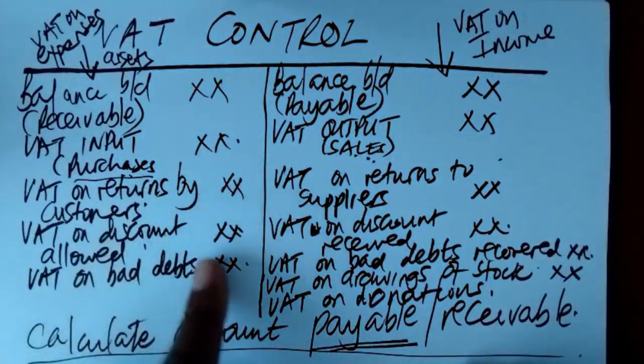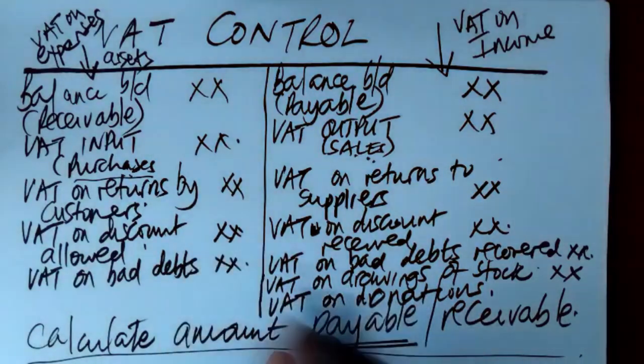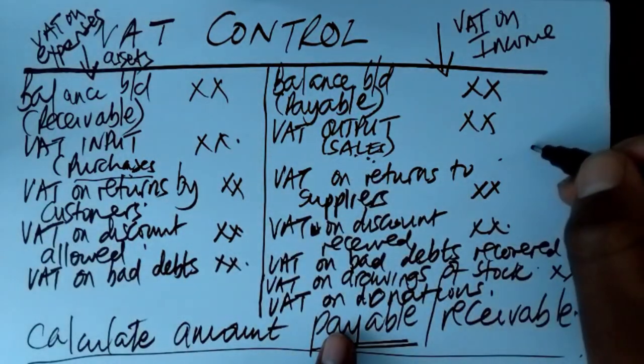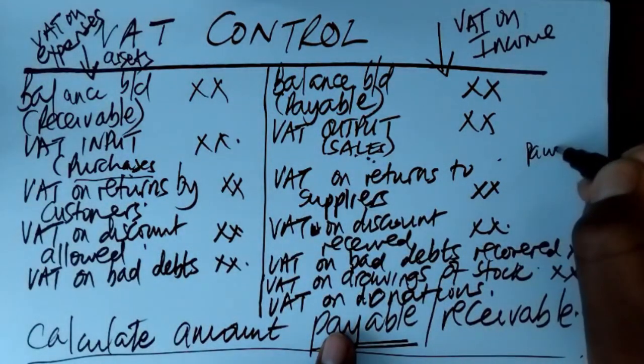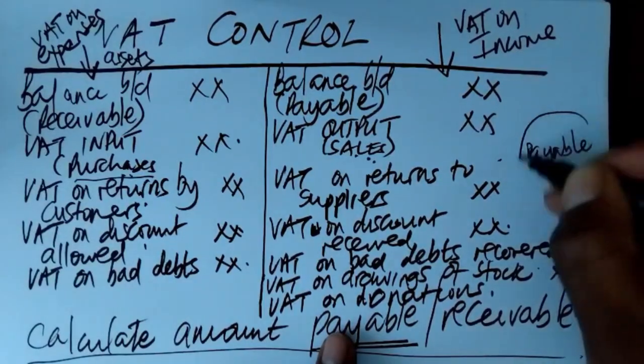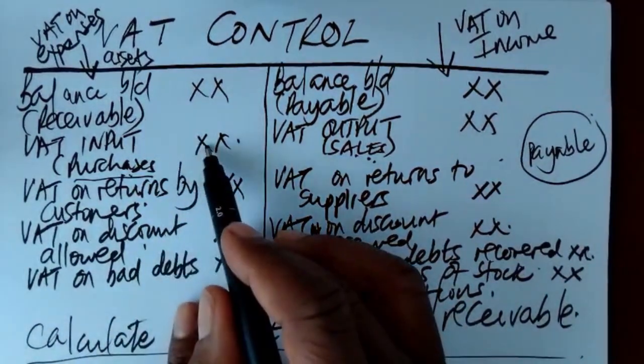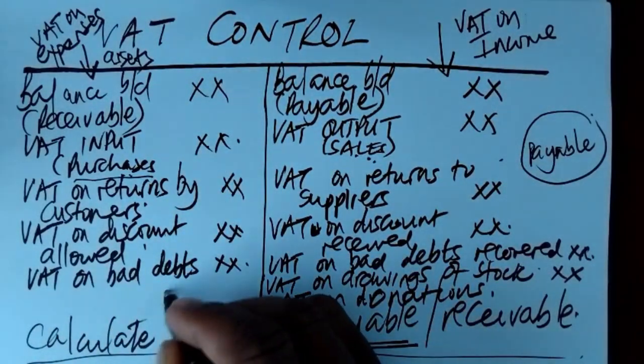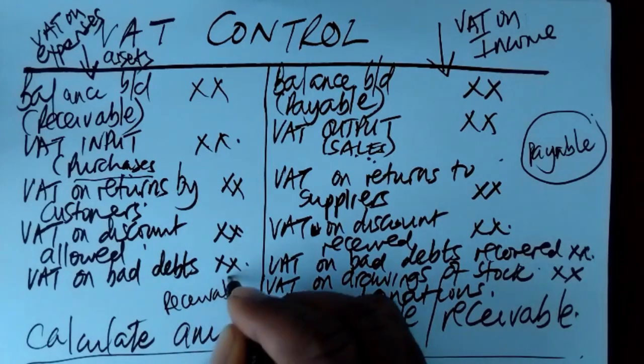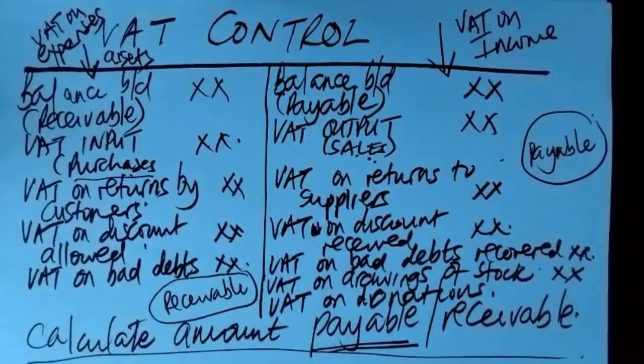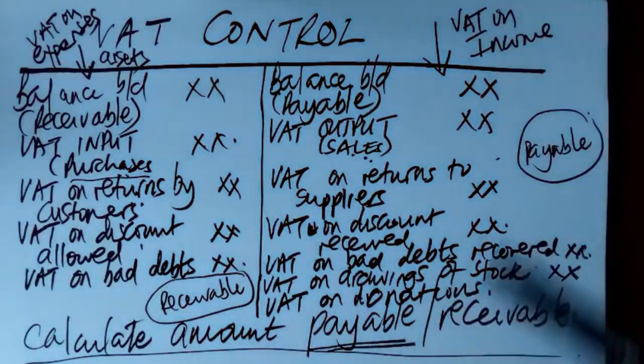Now, if your balance b/d after closing off comes on the credit side, then you know it's what? It's payable. VAT is payable. If your balance b/d comes on the debit side, then you know it's what? It's receivable. So you can actually answer the question, is VAT payable or VAT receivable from SARS, by making use of a VAT control account.